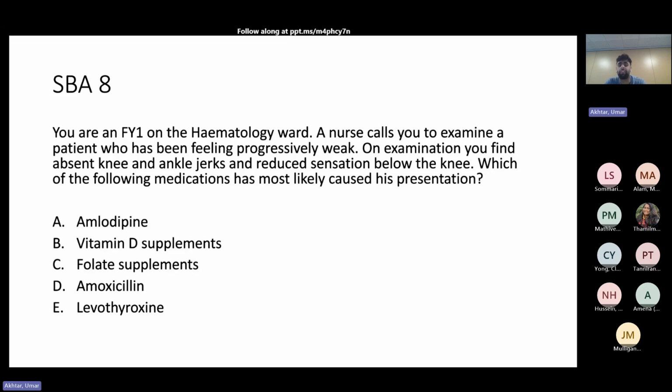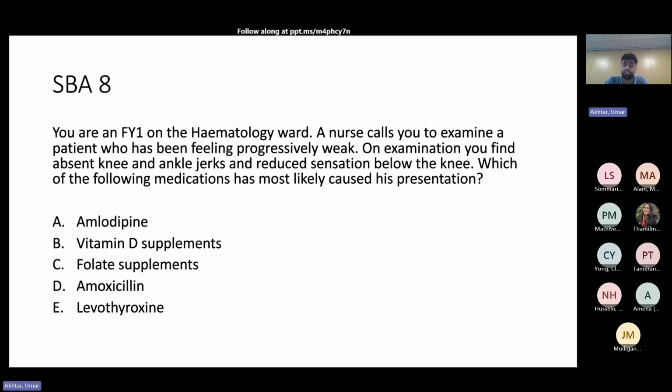Yeah, that's exactly the thought process we're going through here. So we've got someone who's been feeling progressively weak, and then they've got absent knee and ankle jerks and reduced sensation below the knee. Those should be pointing us towards subacute degeneration of the spinal cord. Basically, if you give them folate before you've corrected the B12 deficiency, that can precipitate subacute degeneration of the spinal cord.